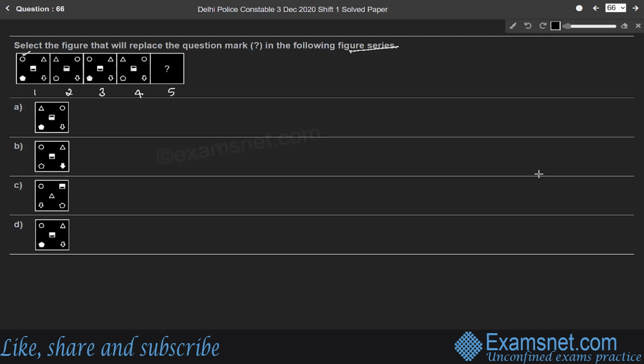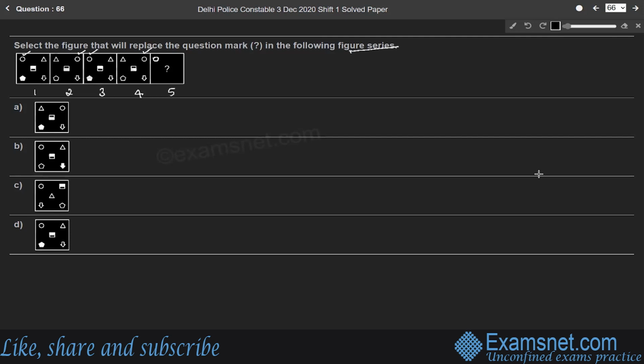This shape is shifted to the next position, that is top right position in the next figure. Again, it comes back to its original position, that is top left in the third figure. In the fourth figure, it goes to top right again, right? And in the fifth figure, its position has to be top left.